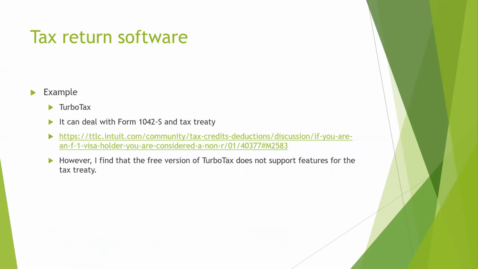So it means that if you want to use the tax treaty, basically you cannot e-file through the internet, and you need to download everything, print the files, and mail it. So I tried 2 different software packages. One of them is TurboTax. I found that it can deal with Form 1042-S, which is for my scholarship, and also the tax treaty. And you can find related discussions, for example, in this forum.